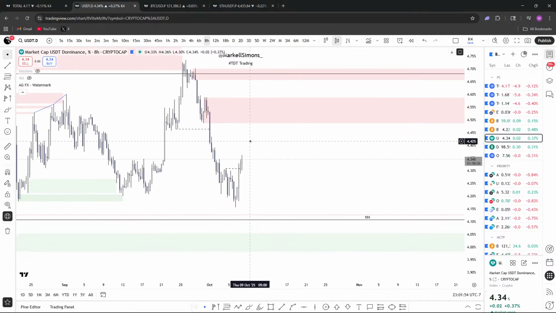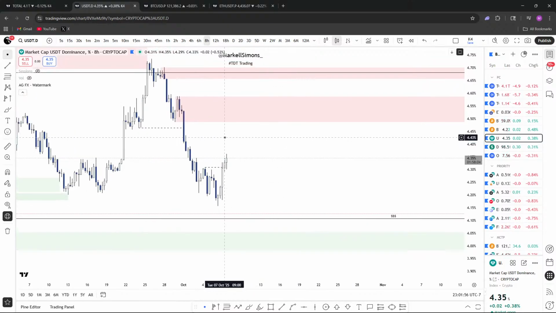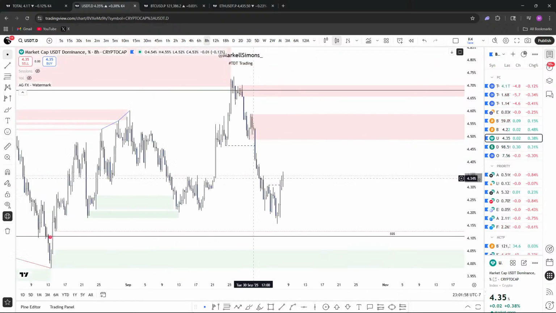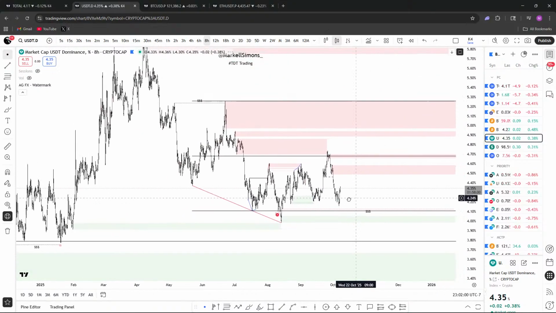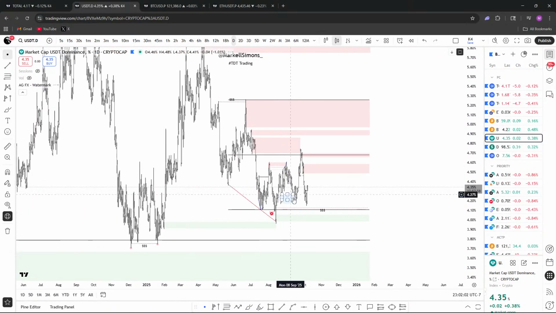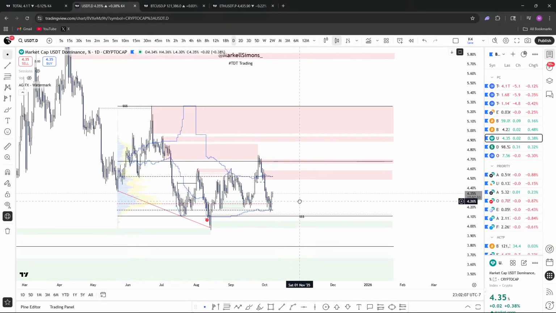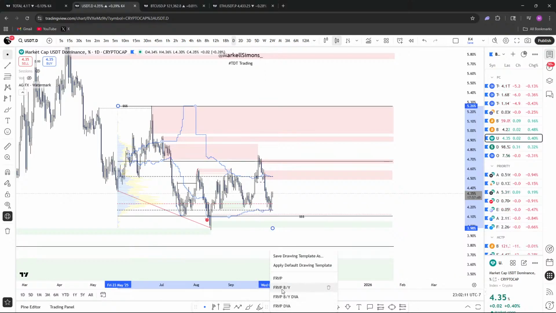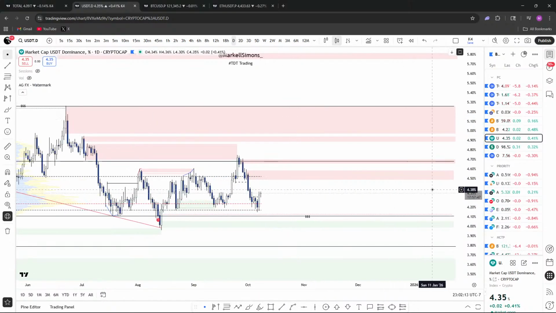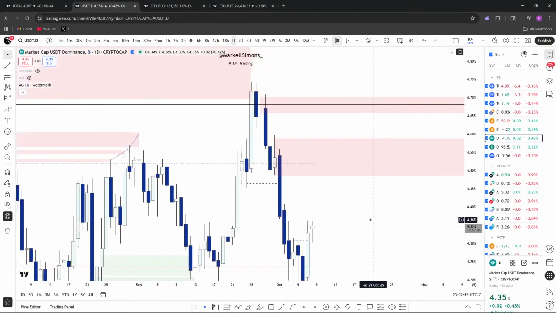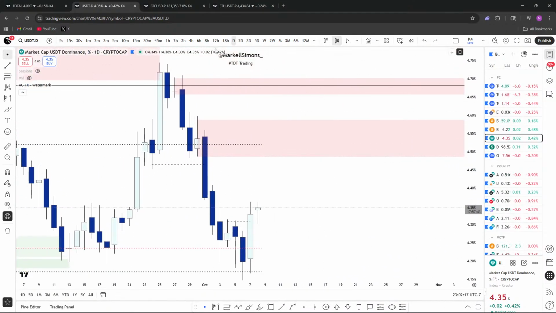So that's kind of the plan right now, because this is obvious supply right here. Let me draw that range one more time. Let me check the volume profile real quick. Yeah, so it's even backed by the volume area high. So more than likely we get some type of reaction.